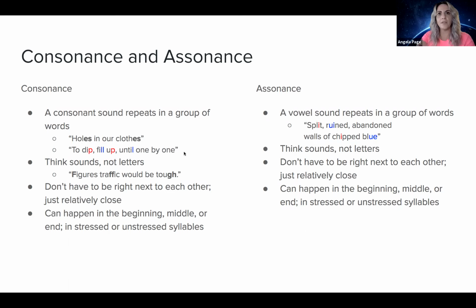And then in this next line, it becomes a little bit more complex. The P here in dip and the P here in up are both considered types of consonants. And then these L's in fill and until. So to dip, fill up, until, one by one. These are both just small phrases from poems. But when you look at these, you can see that the P in dip and the P in up both have the same kind of sound. Same thing with fill and until.